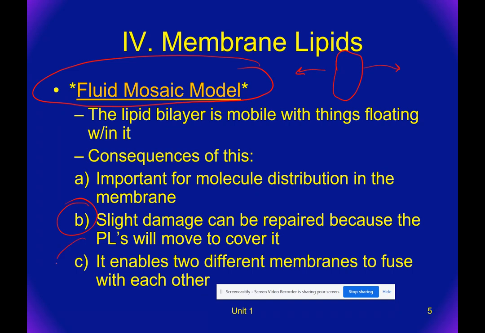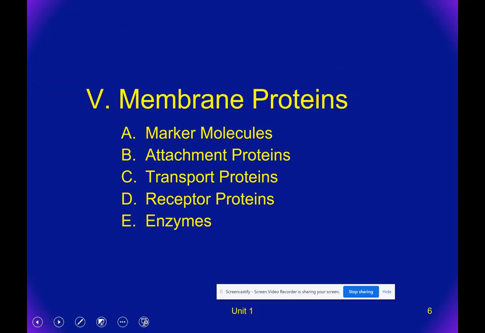And finally, three, it enables two different membranes to fuse together. Literally, if you've got membranes right next to each other and you want to make one humongous cell, all you have to do is kind of flip those phospholipids out and they take on their internal tails, external heads structure, and you can fuse those membranes together to make one large membrane.